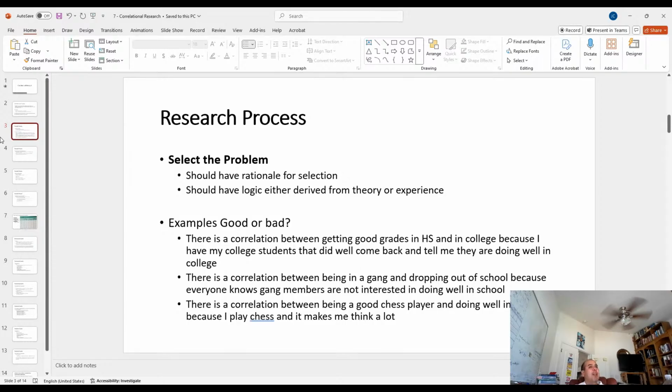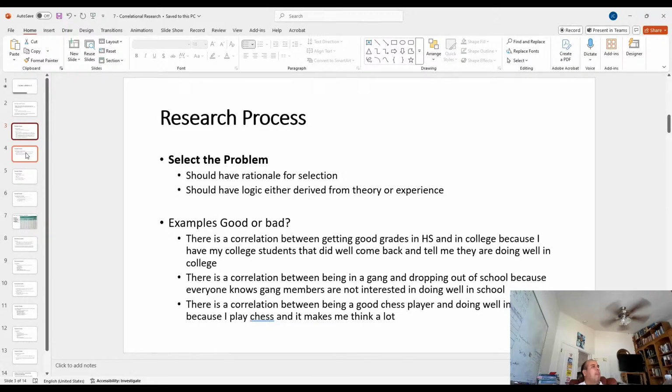And a correlation between being a good chess player and doing well in school, because I play chess and it makes me think a lot, right? It's based on your own personal preference. There could very well be a correlation, right? But the fact is that you really don't have anything that helps you make a prediction or an understanding of the issue other than your own personal experience. And again, not that we want to discount your personal experience. It's just that may not be enough to really be able to say this is what I want to study.